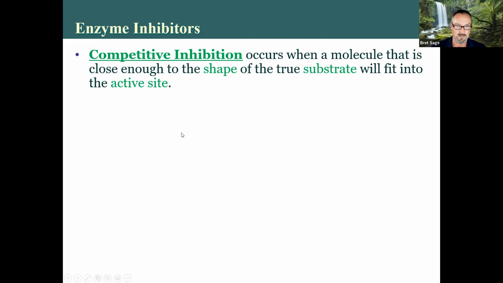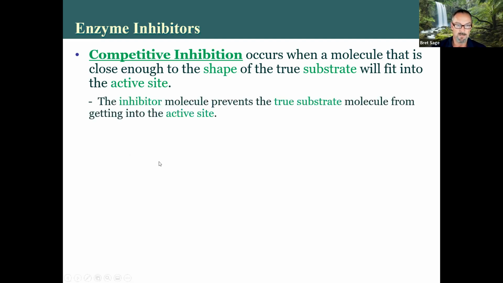Enzyme inhibitors. Now, inhibitors means that it slows down or stops the enzyme. Competitive inhibition occurs when a molecule that's close enough to the shape of the true substrate will fit into the active site. So it blocks the active site from accepting the substrate. The inhibitor molecule prevents the true substrate molecule from getting into the active site, thereby stopping the enzyme from doing its job.